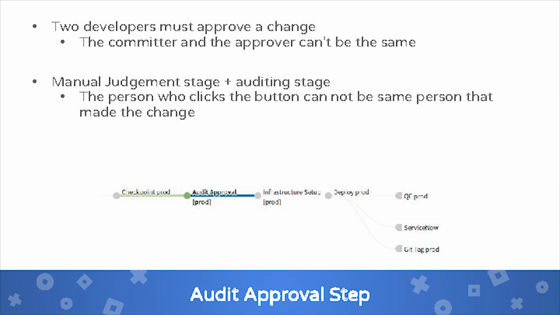The manual judgment step and the auditing step: the person who clicks that button can't be the same person who made that change. And if you look at the UI, there's a checkpoint prod. After that checkpoint prod, that triggered, to put it simply, a Jenkins job that looked at the person who clicked that event and caused that event, and then looked at the Git commit and compared. And if it looked the same, error, break.